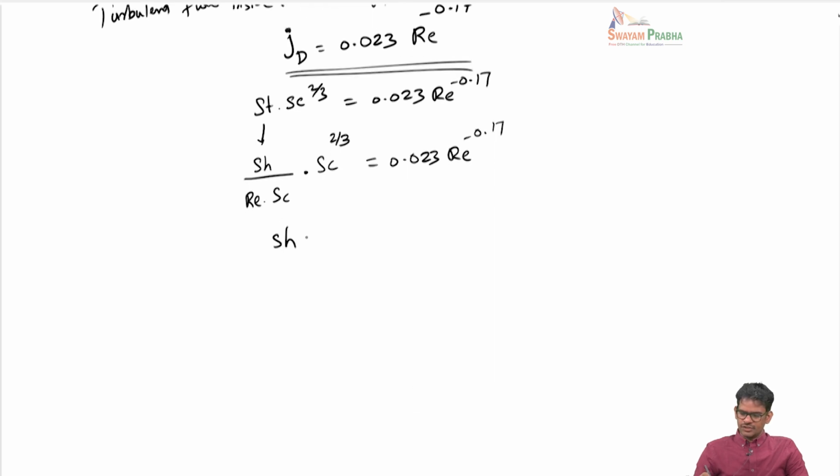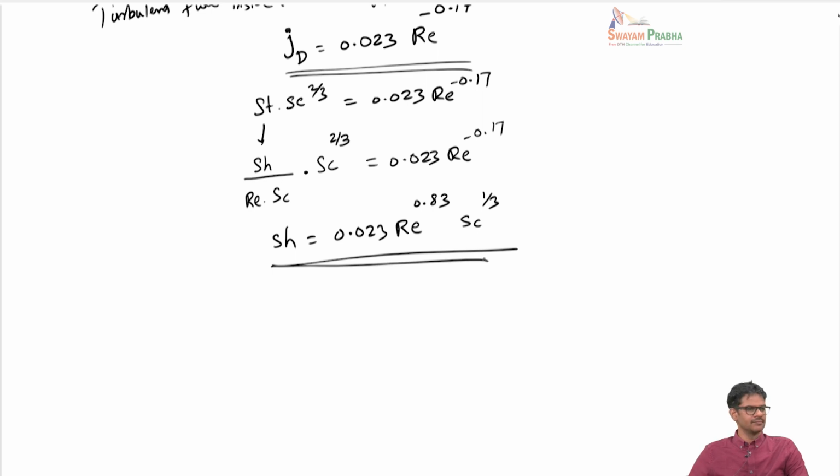So from here you can solve for Sherwood number. You'll get 0.023 Reynolds number power 0.83 and Schmidt number power 1/3. Once you know the Reynolds number of the situation and the Schmidt number, you can calculate the Sherwood number. Once you know the Sherwood number, you can use KL times some length dimension divided by DAB equal to your Sherwood number. In the case of this problem, D would mean the diameter of the circular tube.